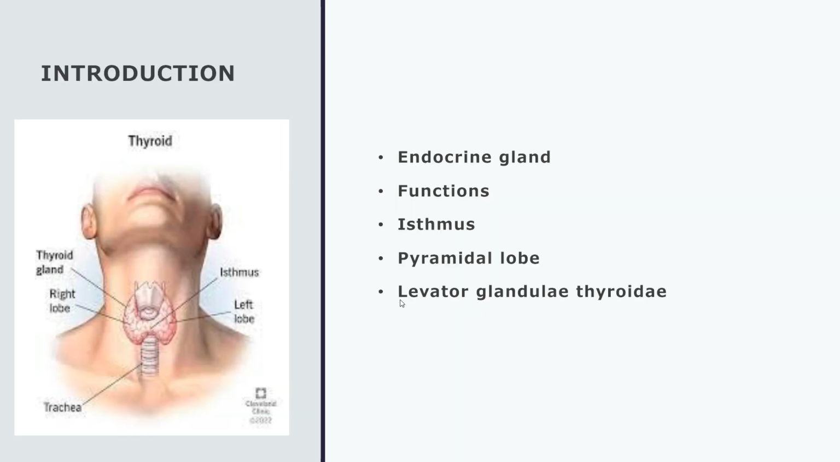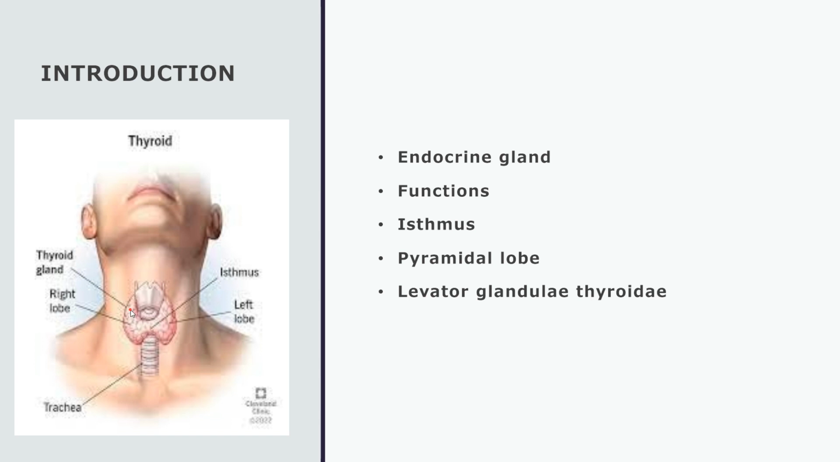So first of all, we are going to see about its introduction. It is an endocrine gland which is located in the neck, in front and side of the neck, and mainly it regulates the basal metabolic rate, stimulates the somatic and psychic growth, plays an important role in the calcium metabolism. So we must know its location, that it is located in the lower part of the front and side of the neck. Next of all, we are going to see about its lobes.